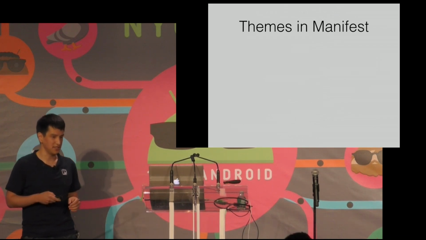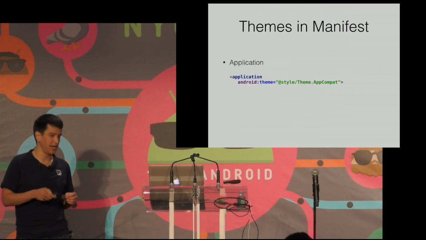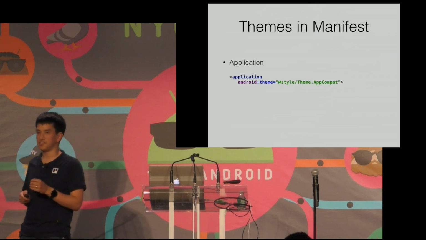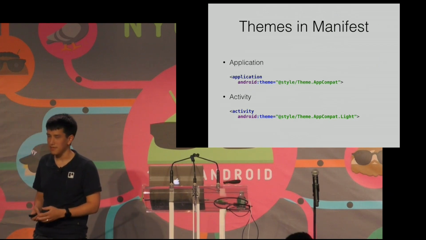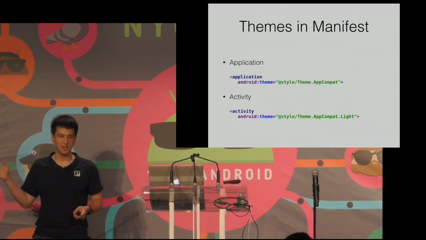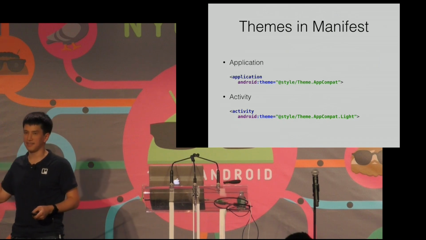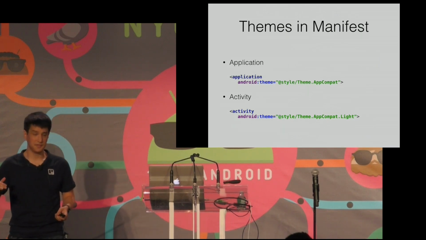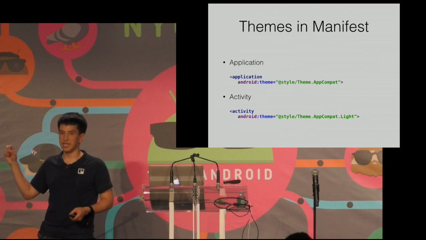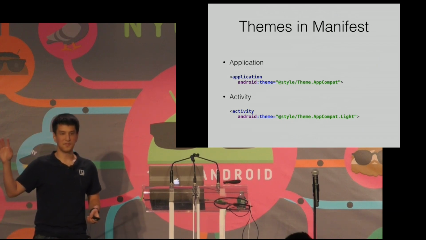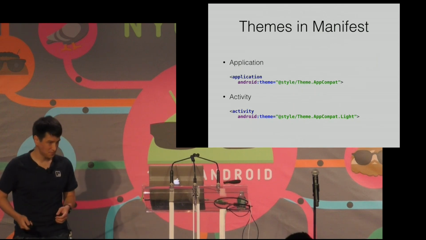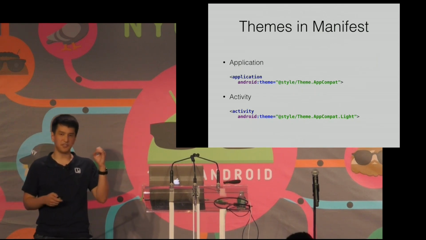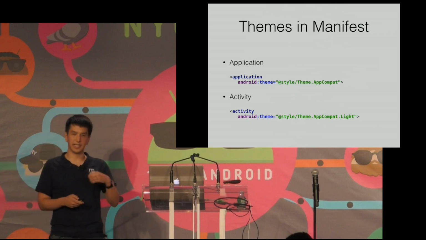So how do you actually apply these? There's kind of two different ways. You can apply it in the manifest. And in the manifest, you can either apply it to the application or you can apply it to the individual activity. Now, if you apply it to the application, what's happening is that it's applying that theme to every activity by default. If you define it in the activity, it overrides whatever happened in the application. So you either get one or the other. There's no cascading between the two. And that used to be the only way to really do themes, at least in XML.